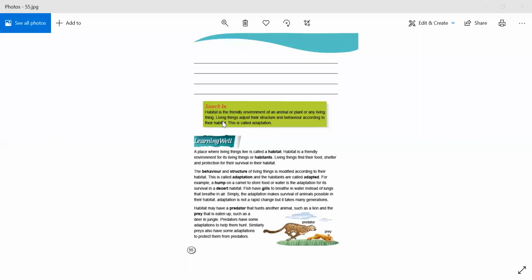that there's a hump on a camel. Camel के body पे hump होता है. You all know that. And what is its function? That it can store food or water for survival in a desert.